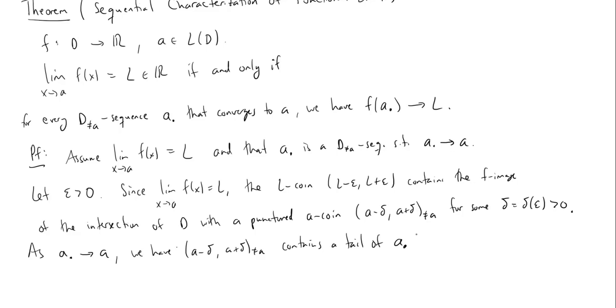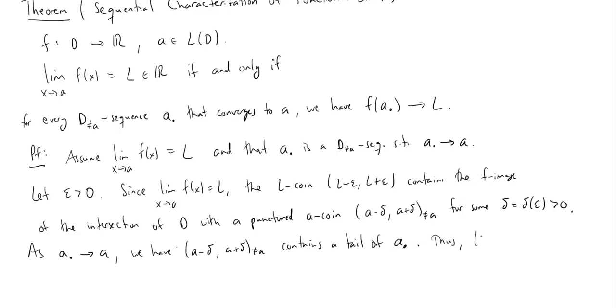Okay, so the claim now, though, is that if we know that this punctured A coin contains a tail of A dot, and we know that the L coin contains the F image of the intersection of this punctured A coin with D, and everything in A dot is in D, then we know that this L coin actually contains the F image of a tail.